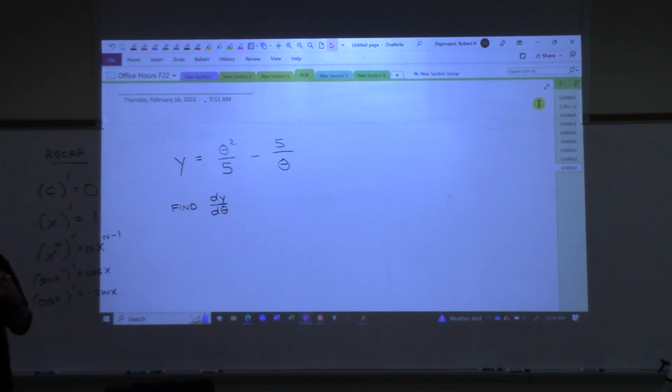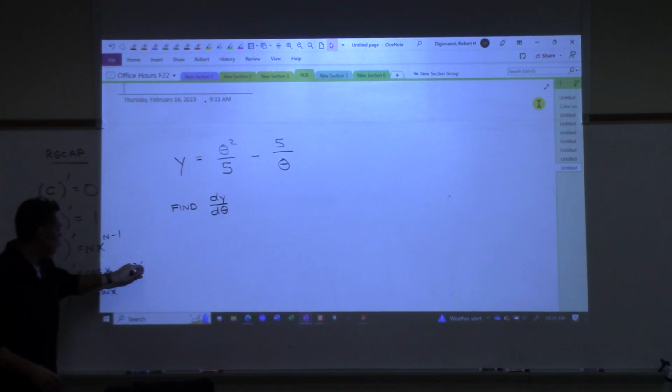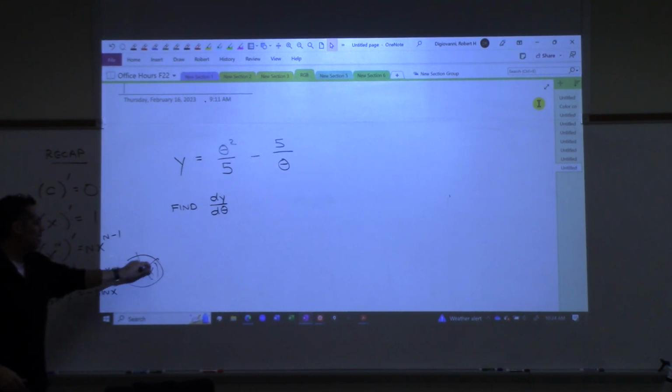Everything I've done up to this point, I've just been using x, x, x, x, x, right? And I've been saying, hey, go find me f prime of x, right? All these problems I've been saying, hey, go get me this. Well, now, I'm not going to use that notation.